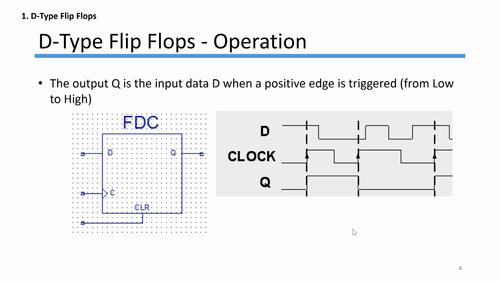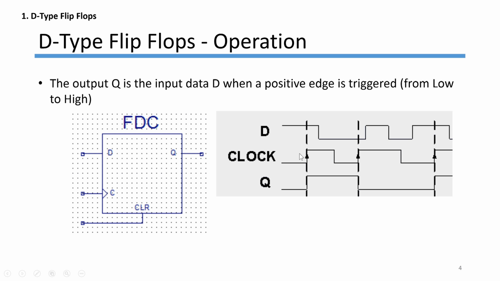Now to the operation of D-type flip-flops, you can see the output Q is the input data D when a positive edge is triggered. So if you look at the image to your right in this state sequence, you can see your clock input over here. The clock just goes high, low, high, low, high, low at a predetermined speed. Obviously, the input that you feed into this clock does not need to be a clock from your hardware itself. It could be a signal you send from another part of your combinational or sequential circuits.